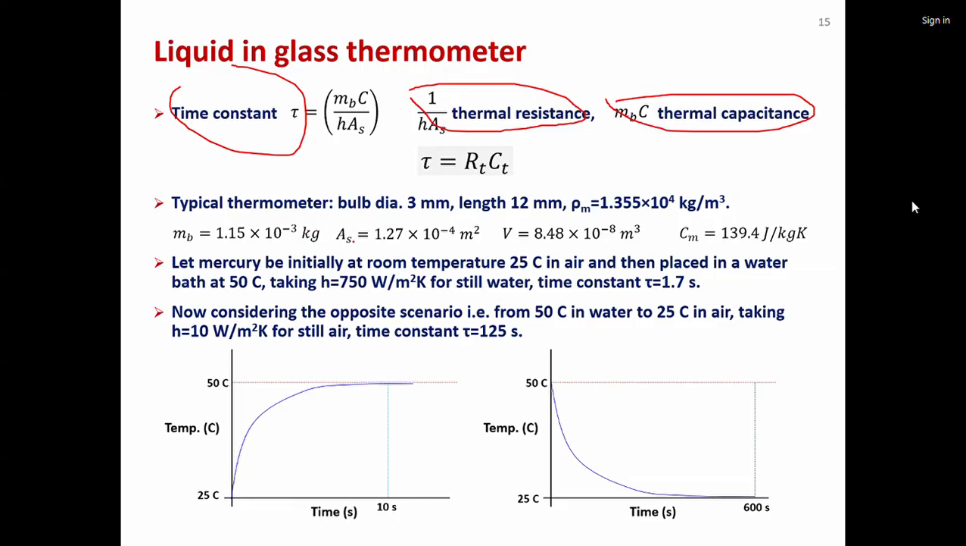And the surface area of a typical thermometer is about 1.27 times 10^-4 meter square. So you have the volume, the mass, the surface area, and the specific heat is about 139.4 joule per kg Kelvin. If you plug in all these, for water as the fluid, the h is about 750 watt per meter square Kelvin. So for this, the time constant will be only 1.7 seconds.